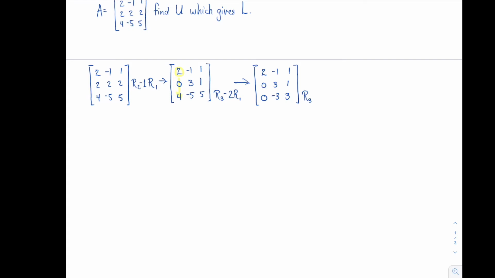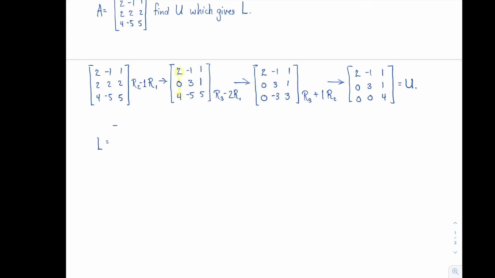And then our last operation is we're going to work on row 3. We're just going to add 1 row 2. So copy the first row. That's 2 minus 1, 1, 0, 3, 1, and then we're going to have a 0, and then 3 minus 3 is 0, 1 plus 3 is 4, and that's my matrix U. Okay, but it gets better than that.